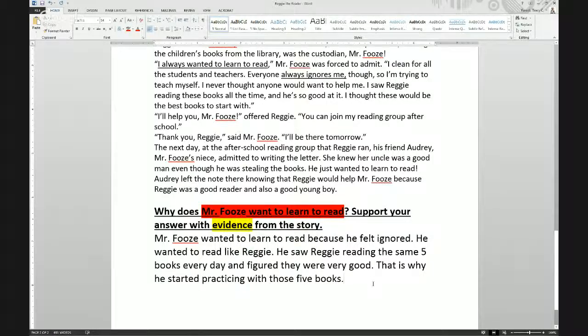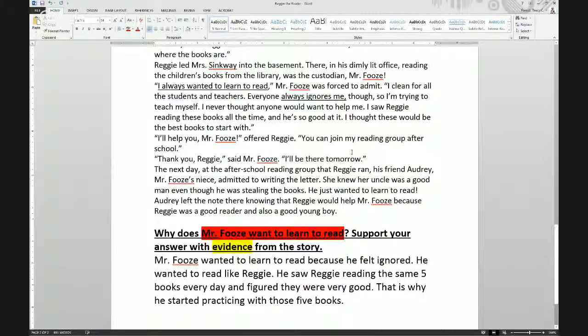Like I've told my stepdaughter, Allie, you are not going to get points taken off for writing too much information from the story. I've got the information about the 5 books. I've got the information about Reggie always reading those 5 books. And I've got the information about how he's feeling ignored. I pulled all of that evidence from the story. And they're only going to give me more points because I pulled more evidence. All right, so I hope that helps.